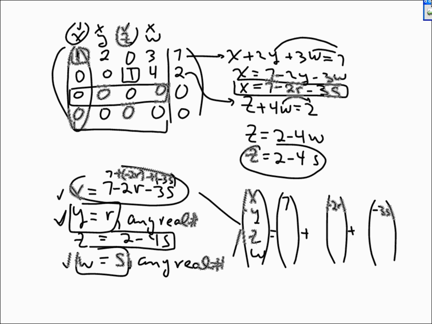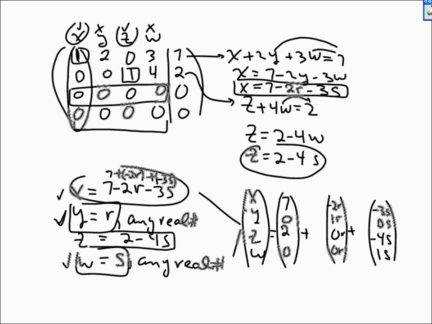And Y is just R. It's 0, it's 1R, and no S's. Z is 2 minus 4 S's. Has no R's. But you add negative 4 S's. That's Z. And W is just S. No regular constant number. No R's, 1S.